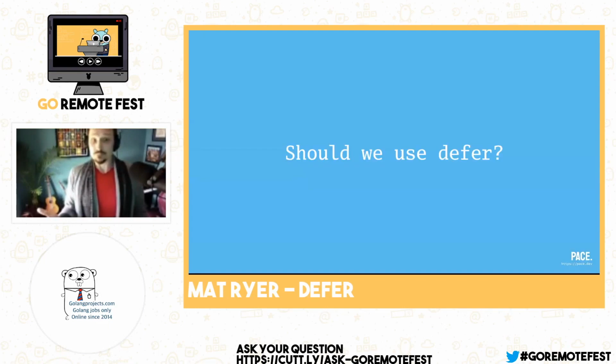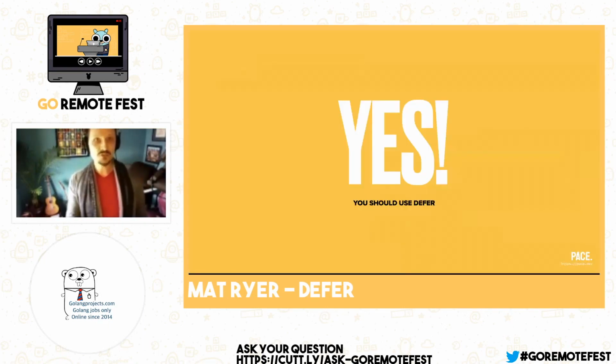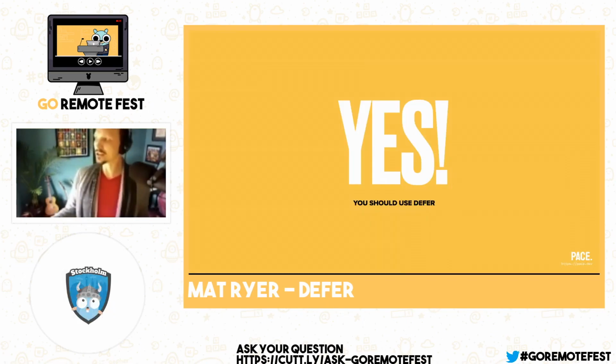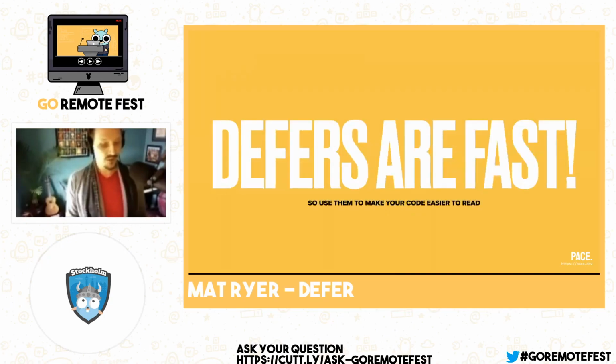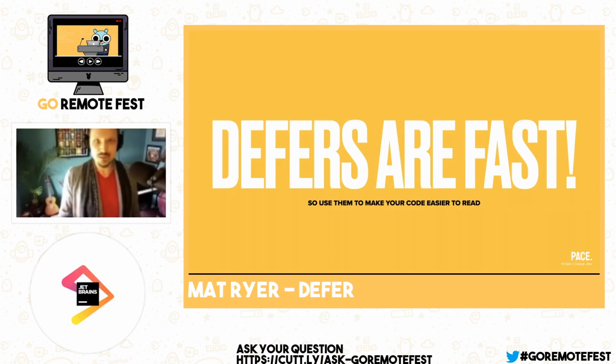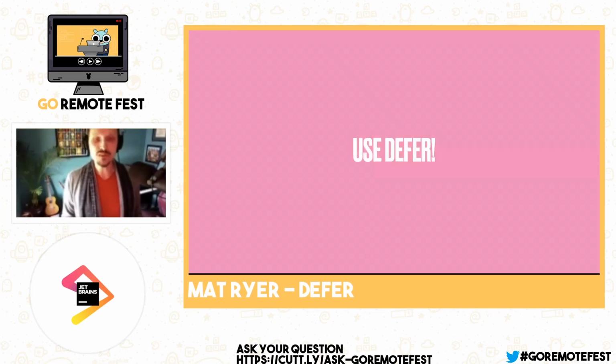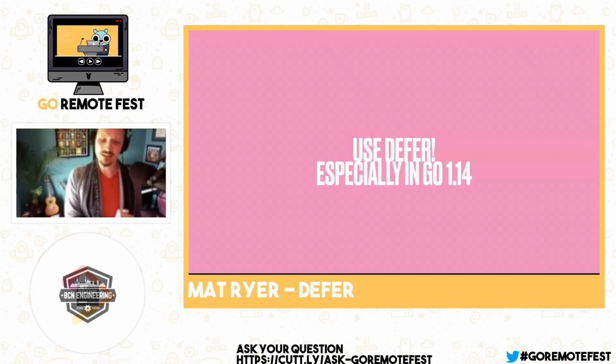So, do you think we should use defer? Well, yeah, I think you should. I think we should use defer. In fact, I think you should all go and use defer now. Defers are very fast, and they make code easy to read, and they make it easy to maintain. So what's the harm? Yeah, use defer, especially in Go 1.14, because of these great optimizations by Dan Scales and the team.